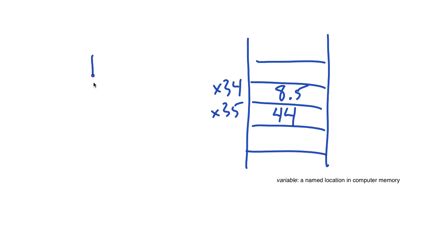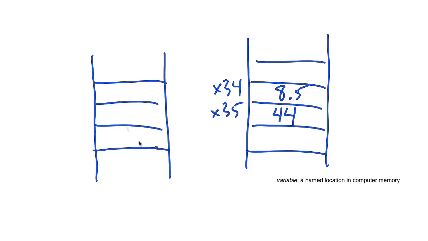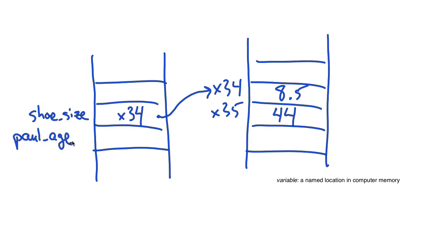Python keeps track of variables in a separate area of memory from the values. We might have a variable shoe size that stores memory address X34. That means that shoe size refers to the value 8.5. In the same way, we might have a variable Paul age, whose value is 44. We accomplish this by storing memory address X35 with variable Paul age.